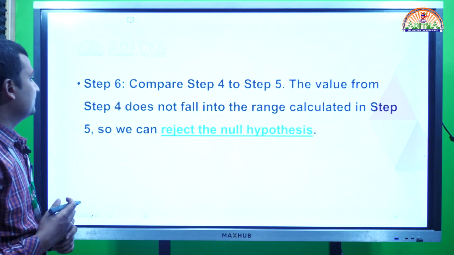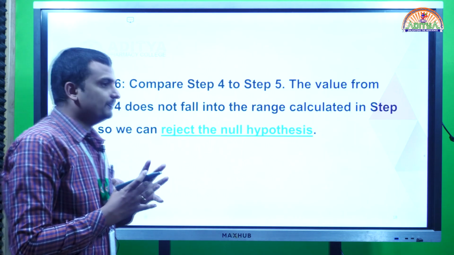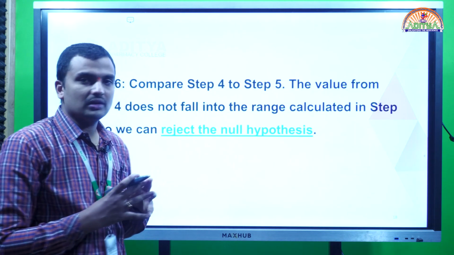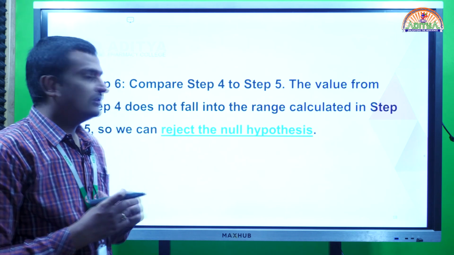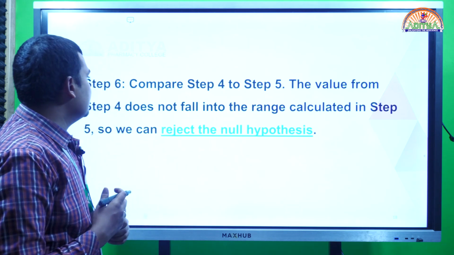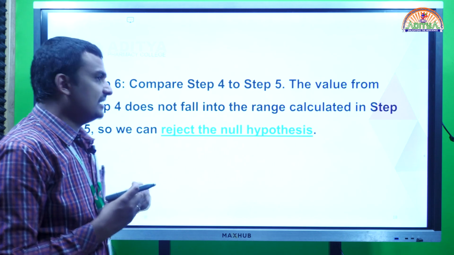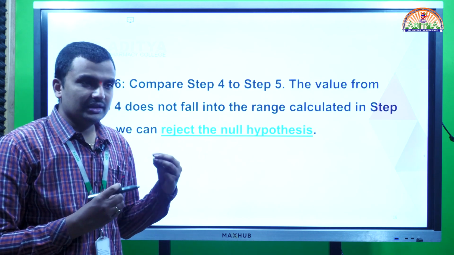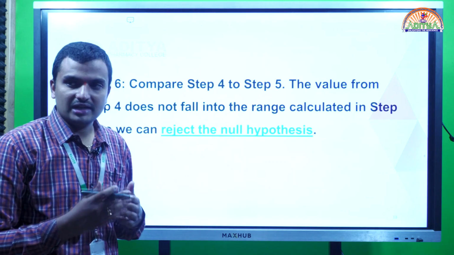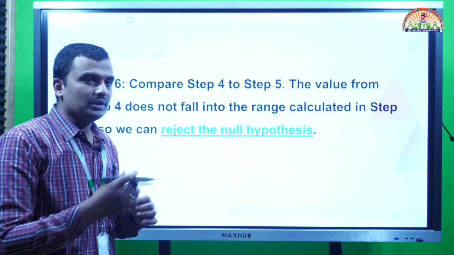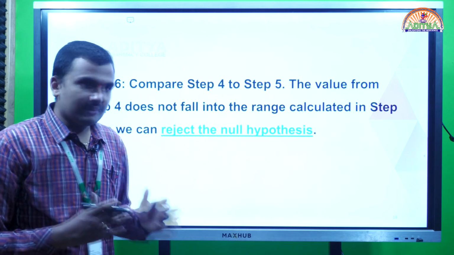Okay, and then based on the value we got, the test statistic, we compare this test statistic value with that of the critical value. If the test statistic value is less than the critical value, you accept the null hypothesis, or if the test statistic value is greater than the critical value, you reject the null hypothesis. So your decision will be based on this comparison.